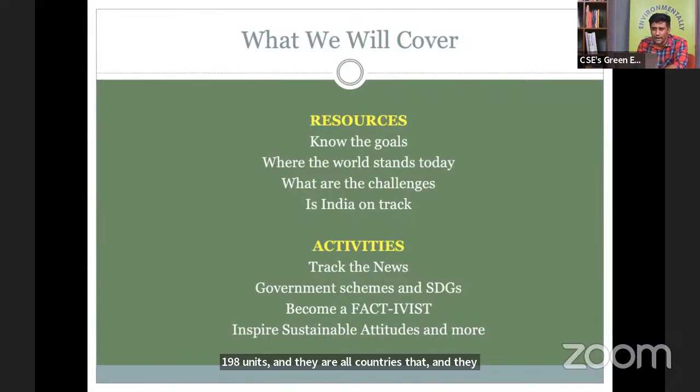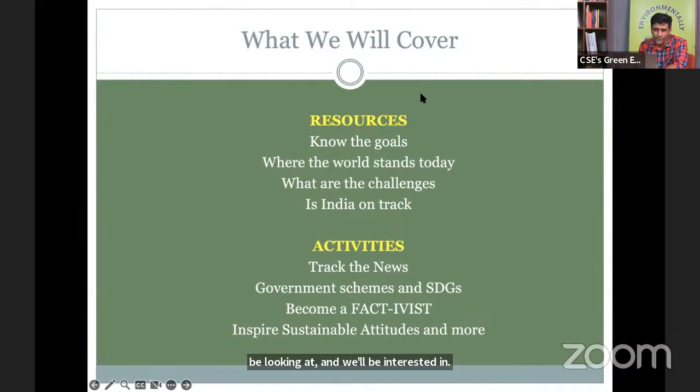The second part after that would be purely on activities. These are some of the activities that we at CSE have tried to develop that you can literally take back to your own classrooms and work with your own students. So these are specific activities that we'll be looking at.